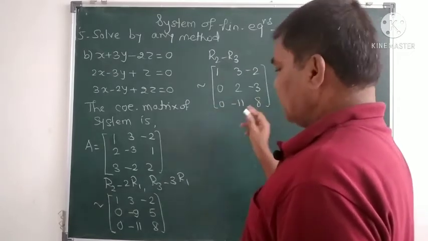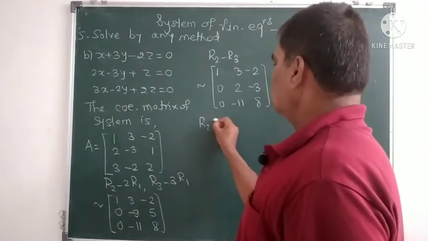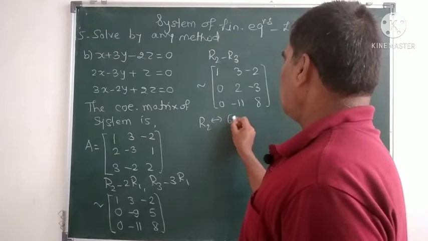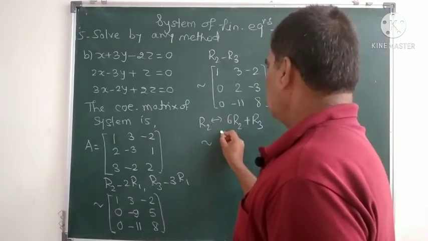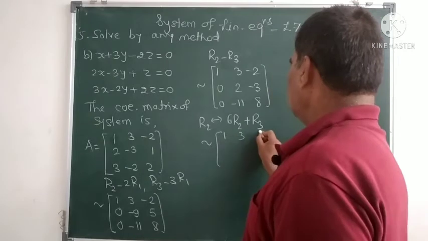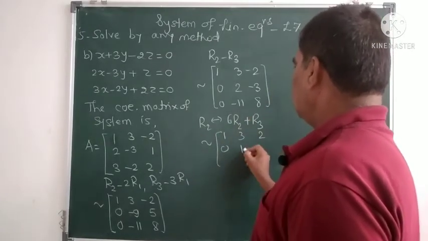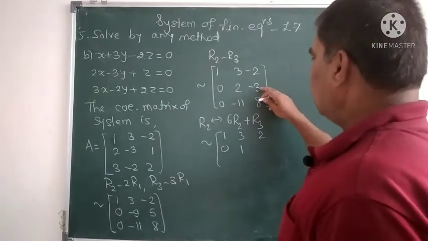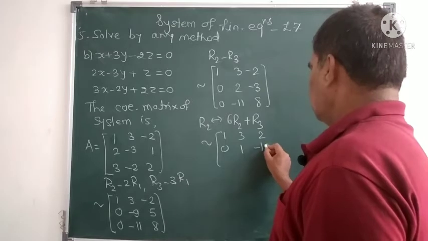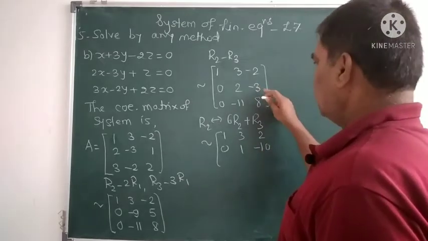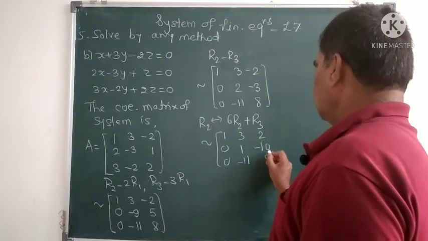And then we will try to obtain 1 here by using the operation 6 times R2 plus R1, R3 gives us 1 there. 1, 3, 2, 0, 12 minus 11, 1. Then minus 18 plus 8, minus 10. Minus 18 plus 8, 10, 0, minus 11 and 8.